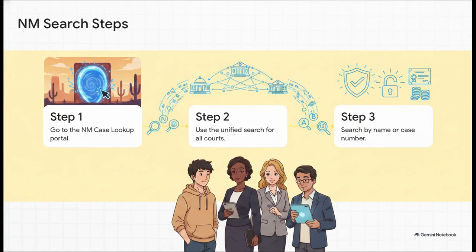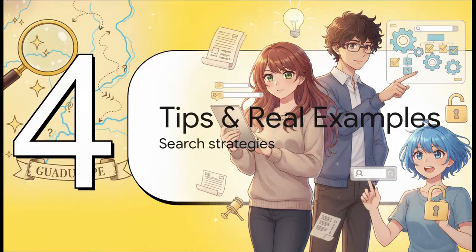Now, let's shift gears to New Mexico. Step 1. Head over to the NM Case Lookup portal. Step 2. Honestly, just enjoy the simplicity. Because of their centralized system, you use one unified search interface that pulls from district, magistrate, and municipal courts all at the exact same time. Step 3. Just search by name or case number. There are absolutely zero registration fees, no subscriptions, and no weird identity verification required to just view the standard dockets. It is incredibly efficient.